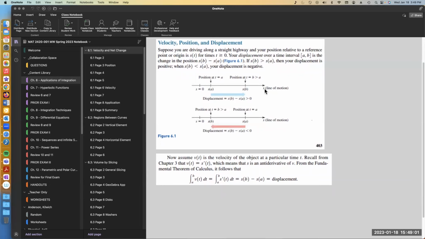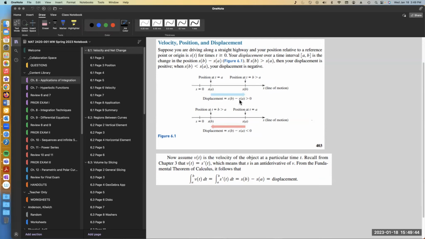And we are going to say that the direction to the right is the positive direction, and to the left is the negative direction. So they use the letter S to represent the position. S of A will be the position on the number line at t equals A. S of B will be the position on the number line at t equals B. And the first definition is going to be for displacement. Displacement is nothing more than S of B minus S of A. So it is the terminal position minus the initial position.